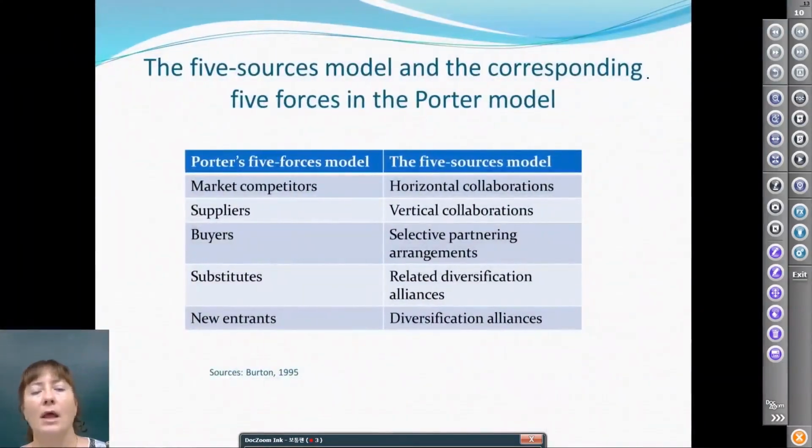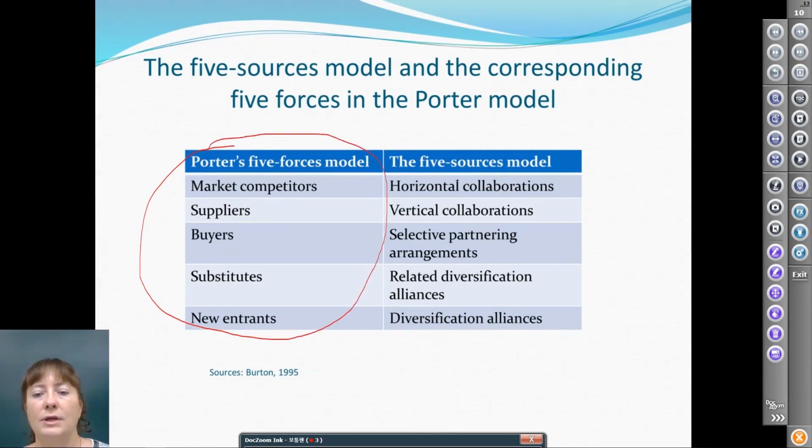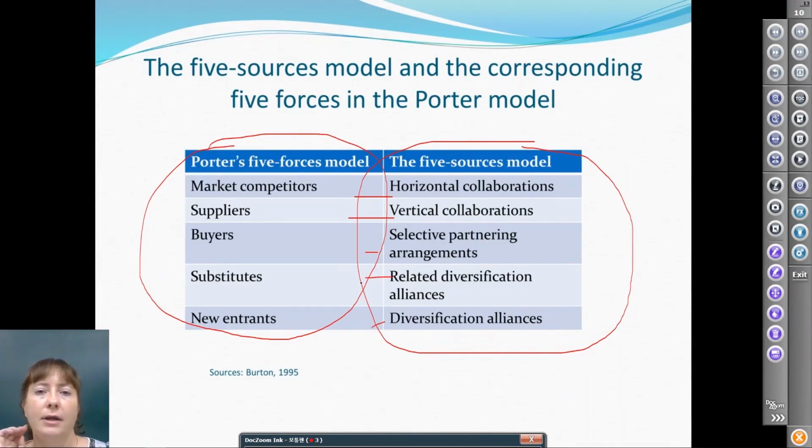And the last model which I want to explain is the 5 sources model and its correspondence with the Porter model. You see the table here: on the left side, the features of Porter's 5 force model, which we already discussed, and on the right, the 5 sources model. If you try to build the correlation between these features, you will find common things.